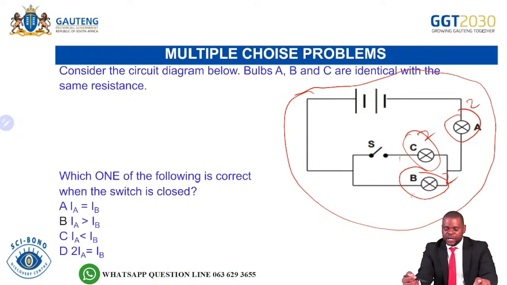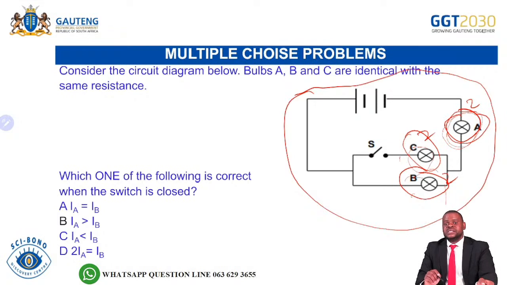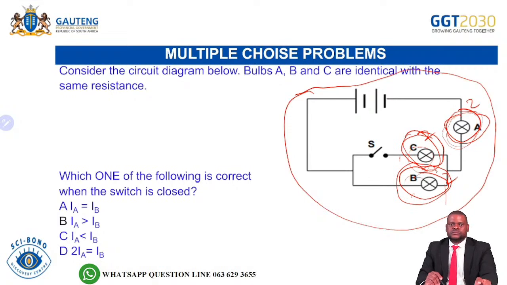Okay, we found that the current that will pass on A is equal to the current that's going to pass to B and C. Are we together? Hear what I'm saying? The current that's going to pass in A is equal to the current that's going to pass in C and in B. That means the current of these two resistors, when you add them, will give you the current of A. Then, which one is correct?